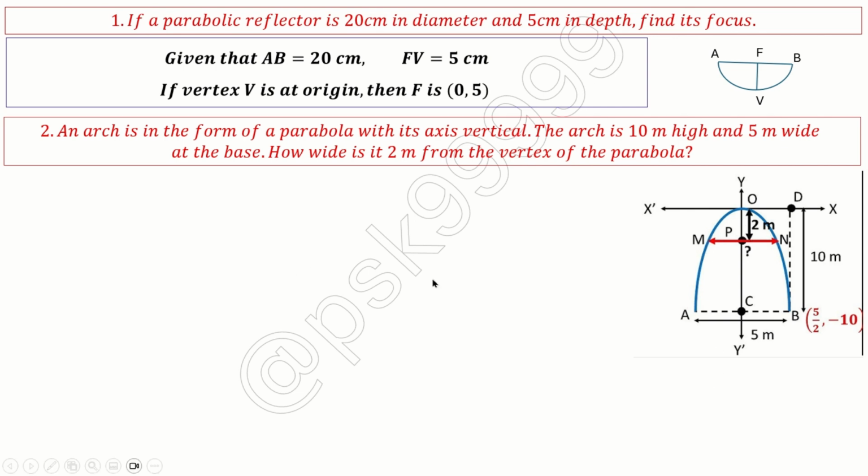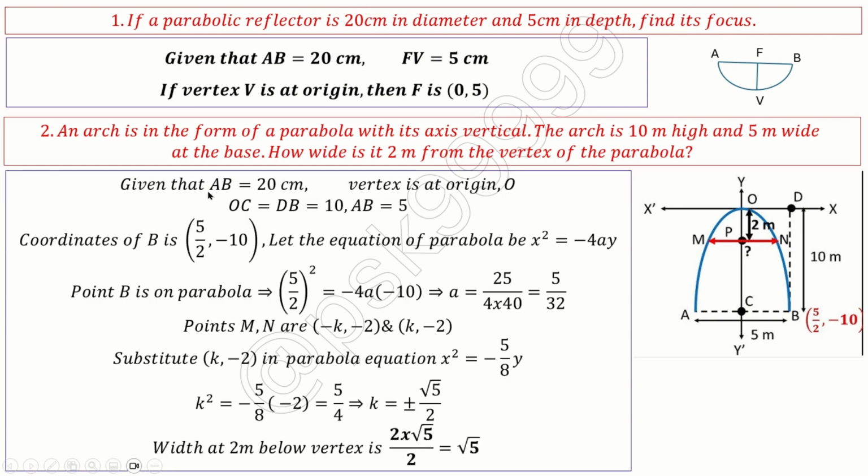Then you can do whatever you want. So given that vertex is at the origin, OC equals DB equals 10, and AB is 5, the coordinates of B are 5 by 2 comma minus 10. Now let's assume the equation is x square equals minus 4ay, because it is below the x-axis and symmetric about the y-axis. Then substitute point B in the equation, and you get the value of a. a is nothing but 5 by 32.